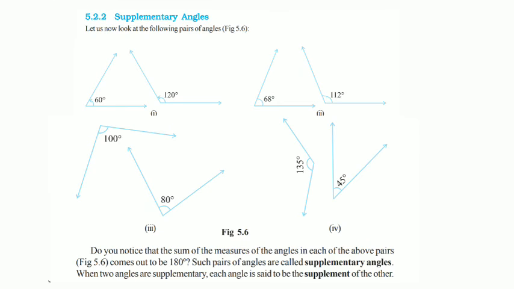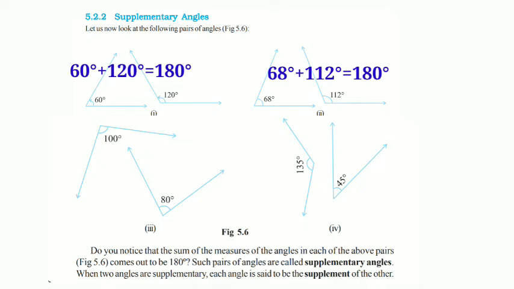Now the second concept is about supplementary angles. Whenever the sum of two angles is 180 degrees, then that pair of angles is called supplementary angles. So look at the first figure. In those angles you will get 60 plus 120, that is 180 degrees.